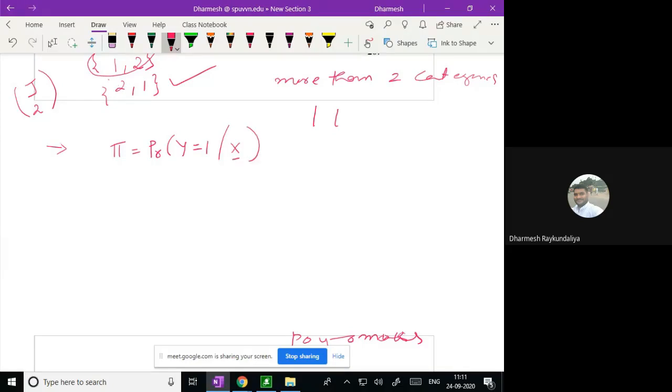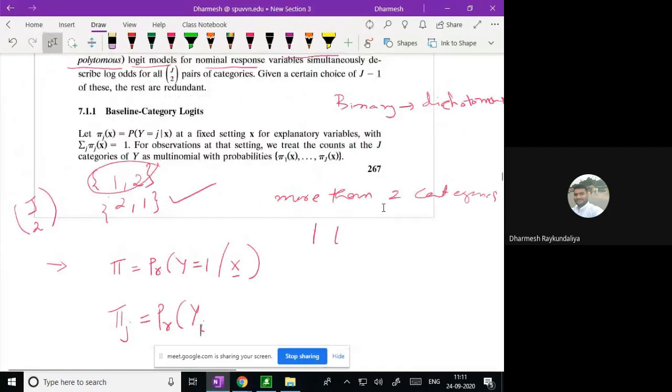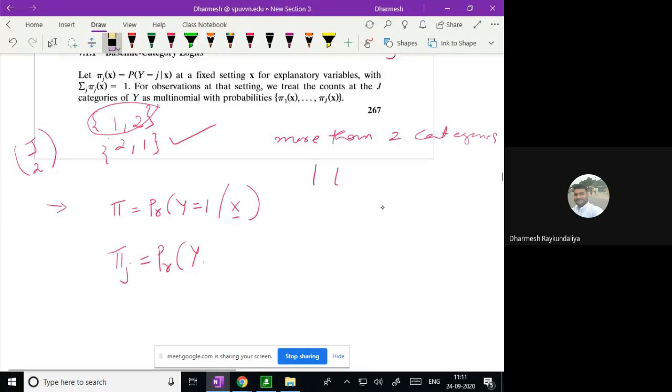But when you talk about the multinomial logit models, instead of pi, we say pi j. Pi j is nothing but the probability that y takes the jth category for a given value of x. So for a given value of x, what is the probability that y falls into the jth category?